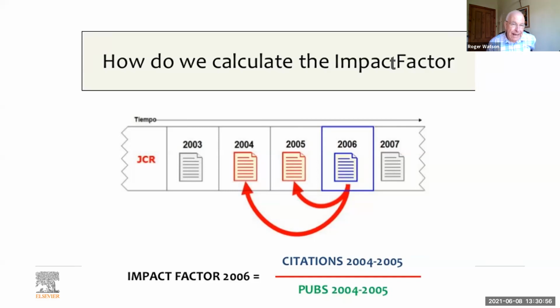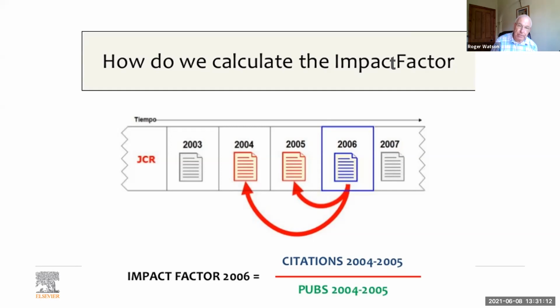And it wasn't intended initially to rank journals. It was intended initially to help librarians to know which journals were being cited and which ones they should purchase. And the way the citations are worked out is shown in the diagram.